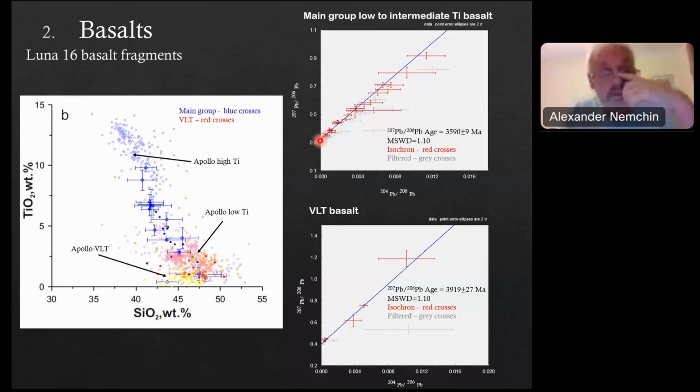So when we look at, again, in this particular example, Luna 16 basalts, the main group appears to have an age of 3590 plus or minus 9, and VLT much older, 3919. But again, I'm not going to go into detail and discuss what it all means. It's just an illustration of possibilities.